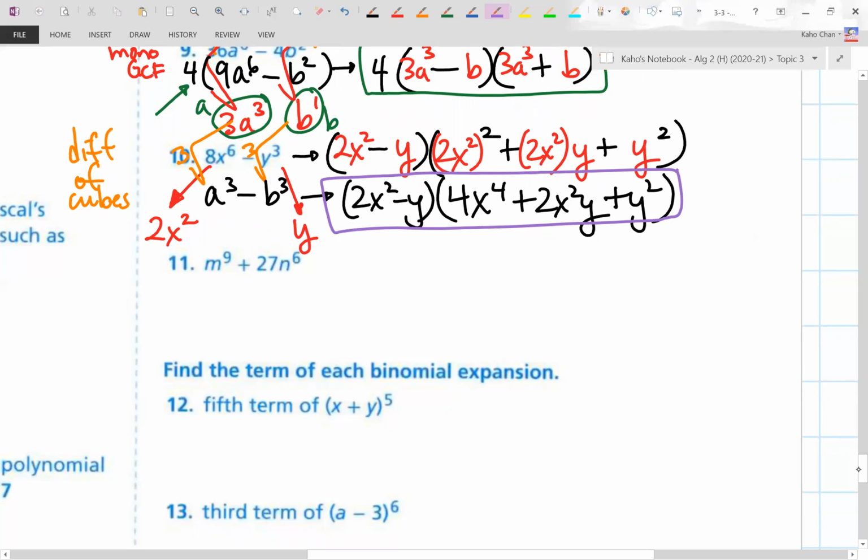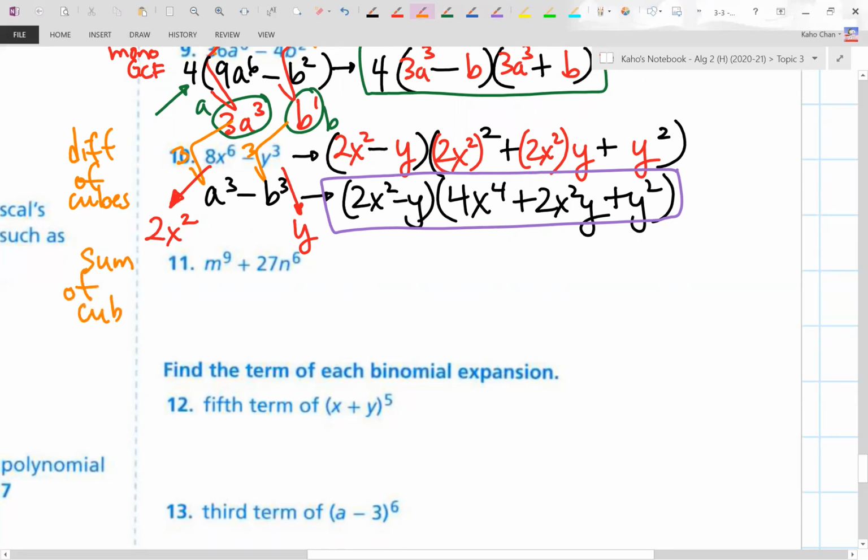M to the 8th for number 11. M to the 9th, sorry. Misspoke there. For number 9. Number 11. Getting long in the day, isn't it? M to the 9th plus 27 m to the 6th. Those are not perfect squares. 27 is not a perfect square. I can't take out a factor from either of those terms in that binomial. However, I'm going to guess it's the sum of cubes.